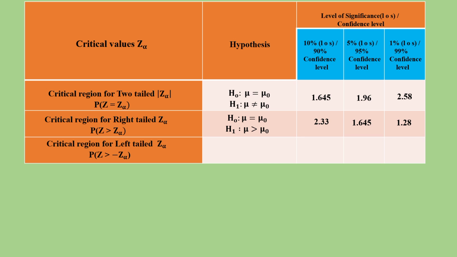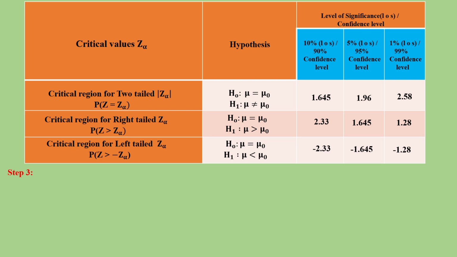Last one, left-tailed. So probability of Z less than minus Z alpha. Here H naught is mu is equal to mu naught. There is no significant difference we are taking, but the alternate hypothesis H1 is mu is less than mu naught. In this case we take negative values instead of positive values. For the right tail, you just put a negative sign on the right tail values: minus 1.28, minus 1.645, minus 2.33. So we have to define the hypothesis like this according to the problem.